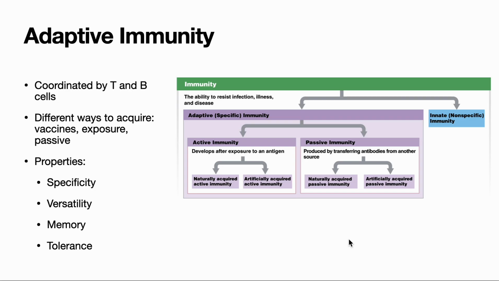Important to note that adaptive immunity, no matter what type of adaptive immunity we're talking about, is highly specific. There is built-in versatility. We are going to have memory cells involved, which will help us respond more quickly on a second exposure. And also there is an inherent tolerance within the system that's designed to try to prevent us from developing hypersensitivities, although things can go wrong.